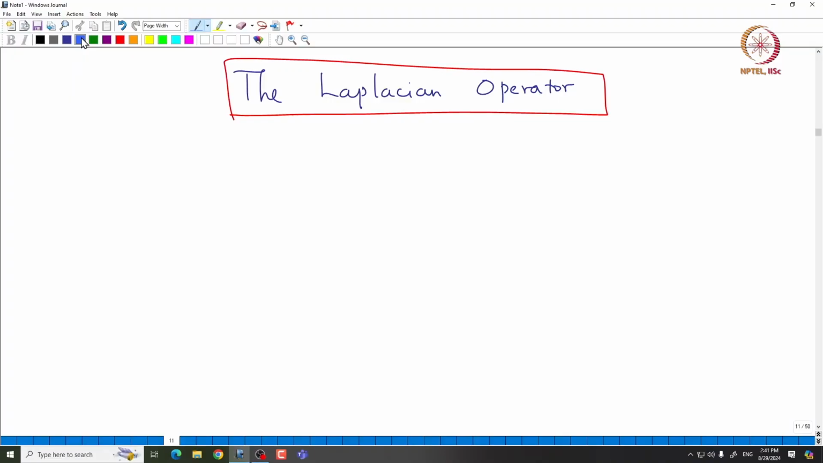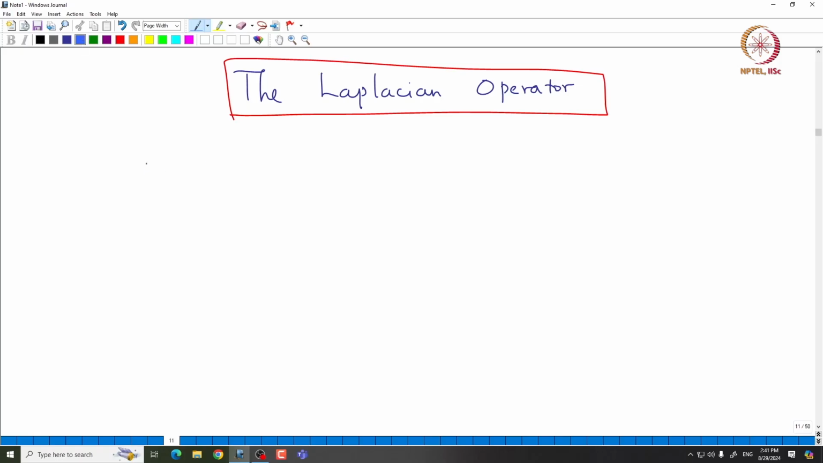Welcome back everyone. In this lecture we will continue with the proof of the Weyl character formula. For that purpose, first we need to define the Laplacian operator on this formal power series ring. So, let us define it and we will make some observations about these Laplacian operators.